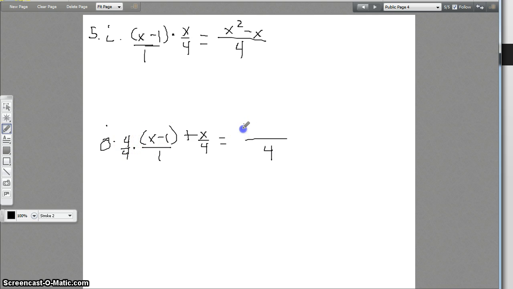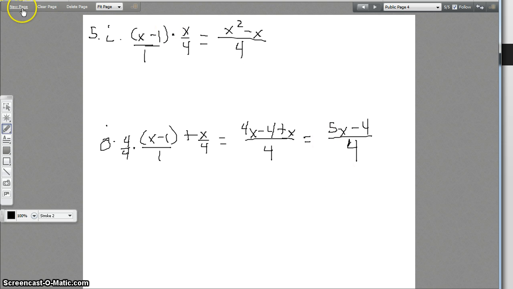4 times x is 4x. 4 times negative 1 is negative 4. And then we need to add an x, plus x. So now we add our like terms. We have 4x and x, that is 5x. And then we subtract 4, and that is all over 4. Whoops, that is not writing well. Okay, here we go. So that was number 5, part J.